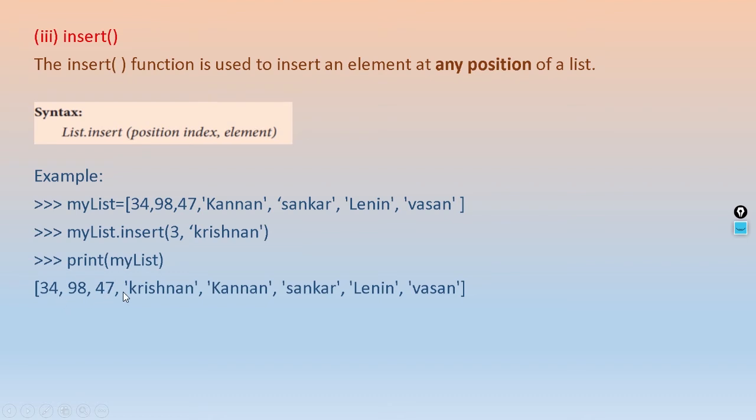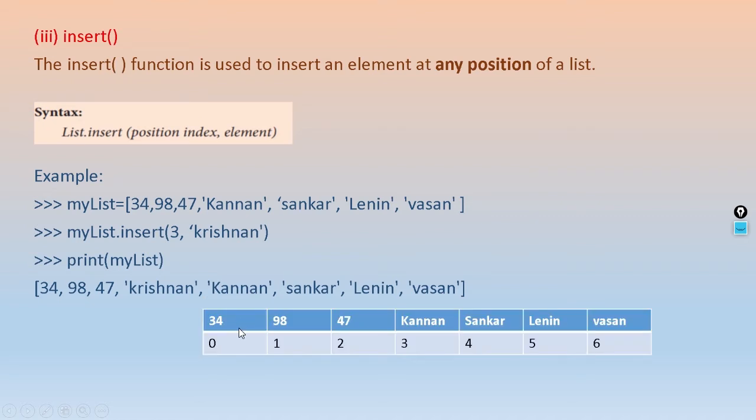So print my list, and the element will be inserted at index position 3, and the elements will be moved towards the right. See, if you see this, you can easily understand. So 34, 98, 47, this is the original list and it has the index values as 0, 1, 2, 3, 4, 5, 6.